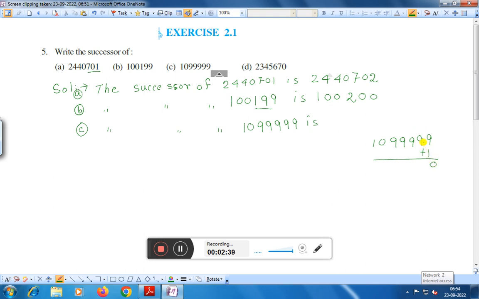0, 9 plus 1, 10, 0, 1, 1. And the commas will be after here and here, right? Here the commas are after 3 digits, then after 2 digits. That means the number is 1, 1, 0, 0, 0, 0, 0.